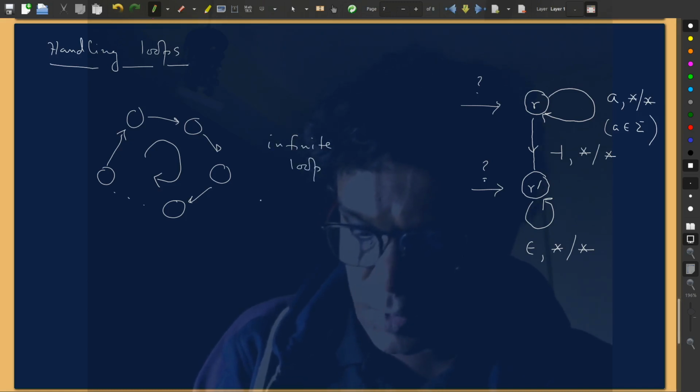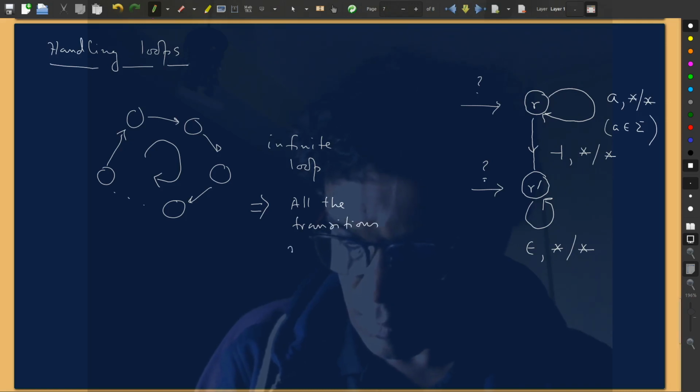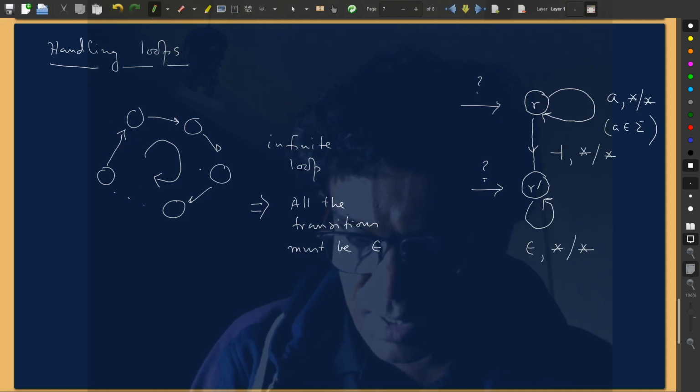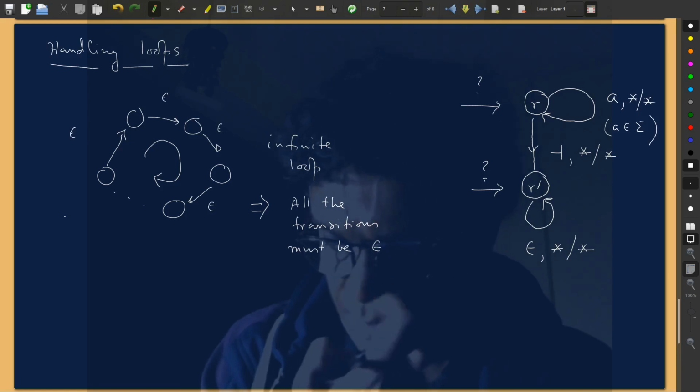So this implies two things. First, all the transitions must be epsilon transitions. Why? Because if some real symbol is read in this infinite loop, then you are consuming more and more of the input, and the input is finite, so this cannot happen for an infinite amount of time. So they must all be epsilon transitions.